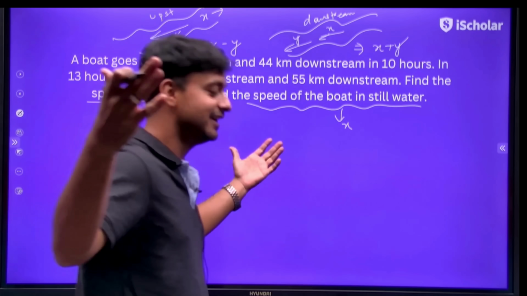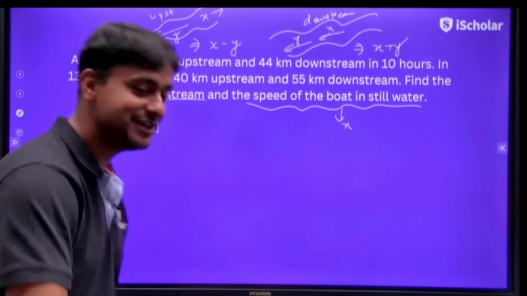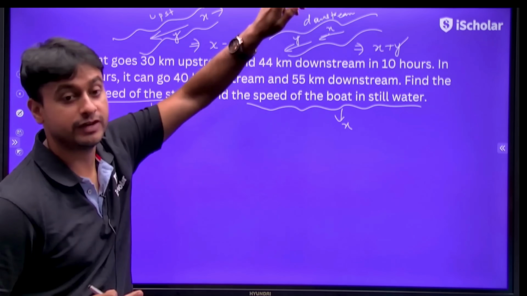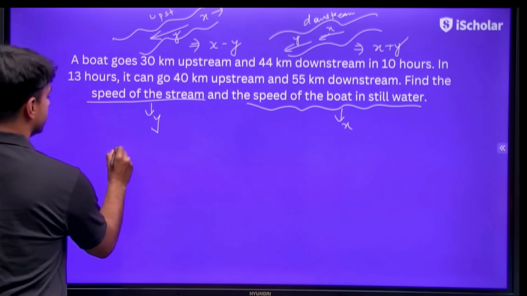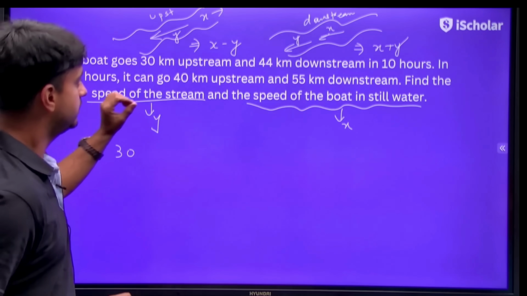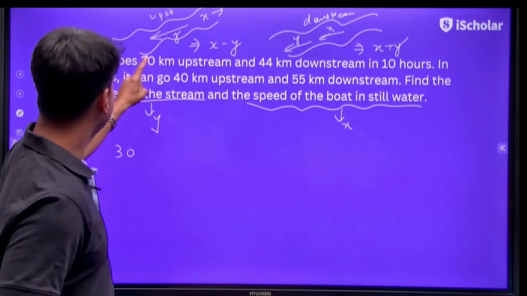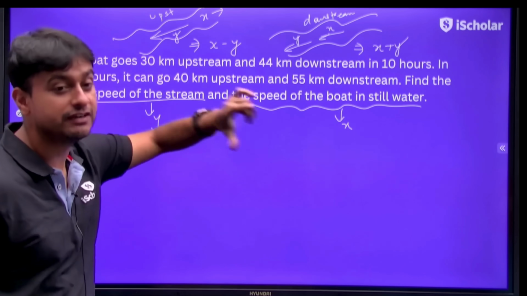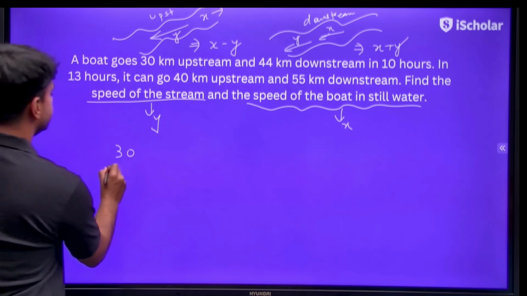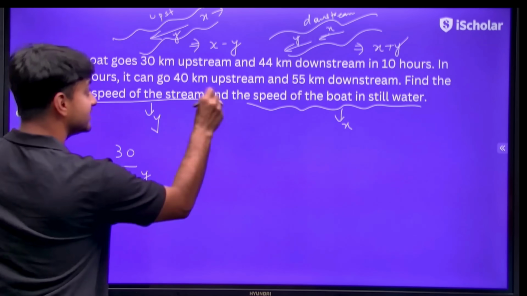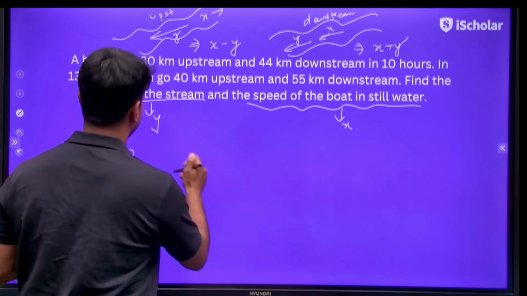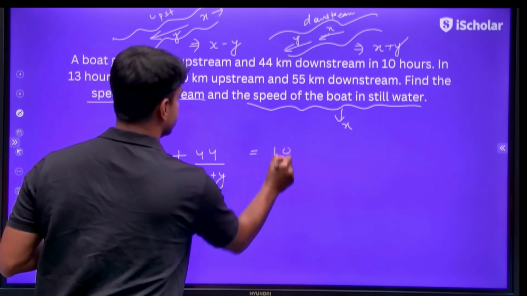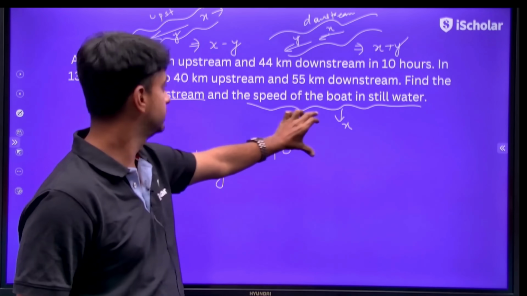Now it's a simple distance upon time and speed kind of formula, right? So we have 30 kilometers upstream, we are going 30 kilometers upstream. That means 30 upon, what will be the time it will take? Distance divided by speed will give us time, right? Upstream speed is x minus y, plus we're going 44 kilometers downstream. So 44 upon x plus y is 10, correct? So T1 plus T2 is equal to 10 hours for the first case.